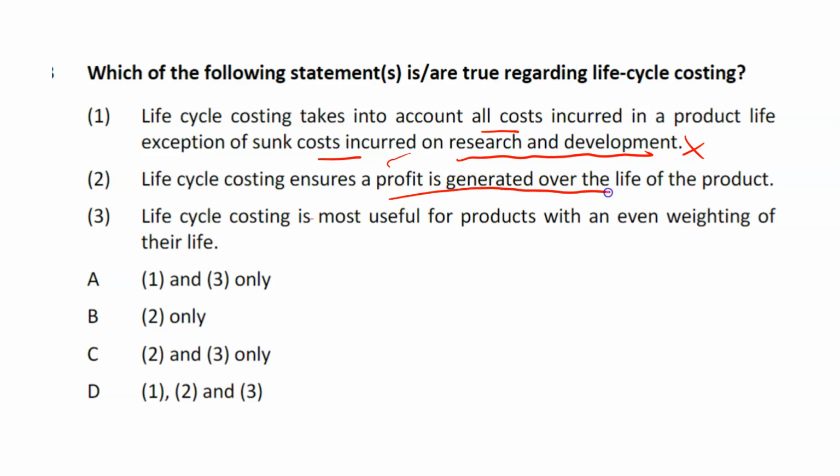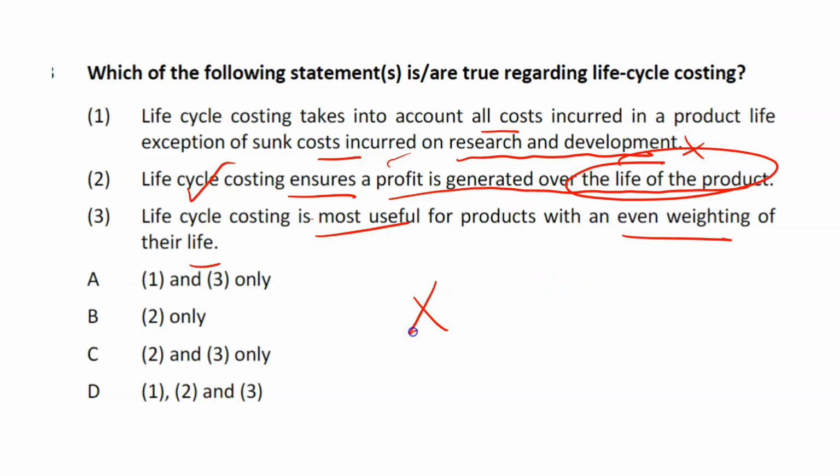We are interested in the life of the product. That's the key point. And we're trying to ensure we generate a profit over the life. So that's correct. Life cycle costing is most useful for products with an even weighting over their life. Nah. It says most useful. That's not true. The whole point is spreading the costs. So even when we have products that aren't evenly weighted, we're still rational because they might cost a lot at the beginning, but a little in the end. We're looking for an average. So 3 unfortunately doesn't work, which gives you just 2 only.